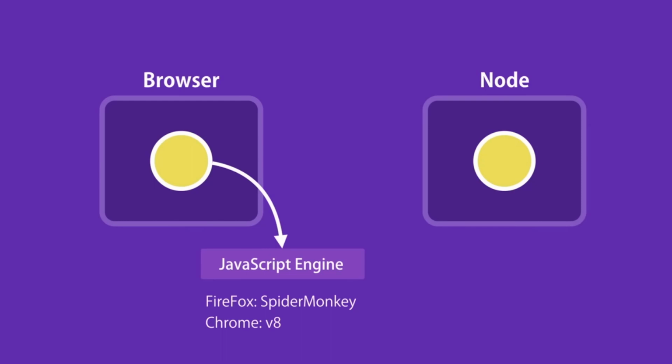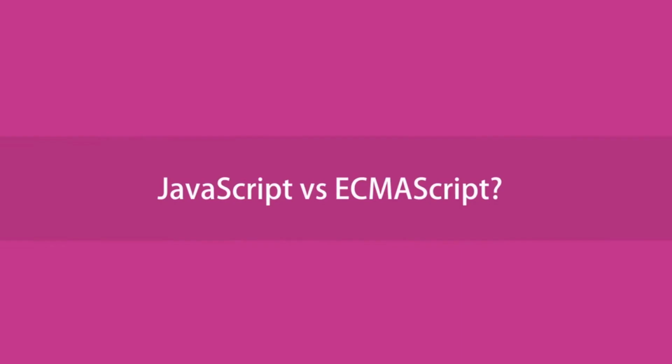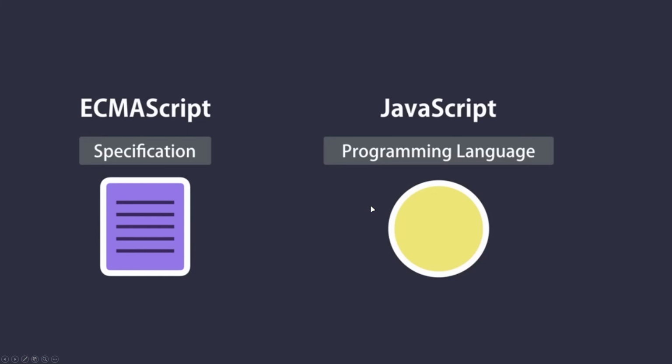And finally, the last question. What is the difference between JavaScript and ECMAScript? Well, ECMAScript is just a specification. JavaScript is a programming language that conforms to this specification. So we have this organization called Ecma, which is responsible for defining standards. They take care of this ECMAScript specification.